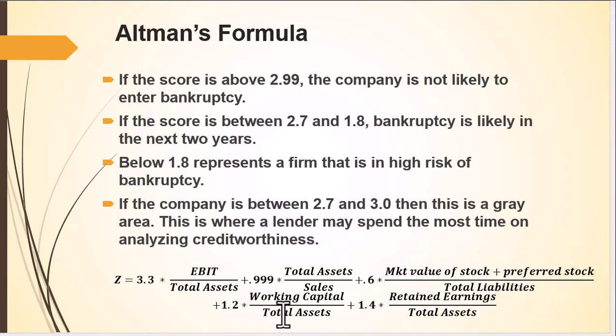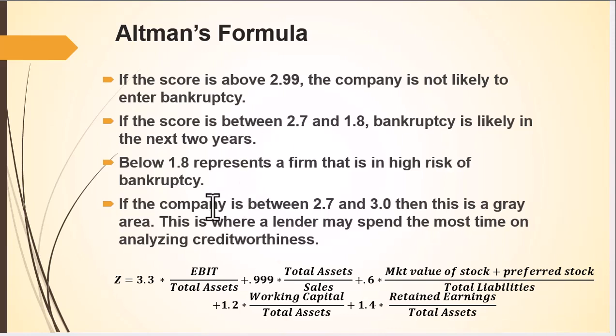1.2 times working capital divided by total assets, looks at short-term things. And then 1.4 times retained earnings divided by total assets, which just represents a reinvestment of owners' money into the assets of the company. So the general rule is, if the score is above 2.99, the company is not likely to enter bankruptcy. If it's below 1.8, there's a high risk of bankruptcy. Anything between 1.8 and 2.7, still there's a good chance of bankruptcy in the next 2 years.